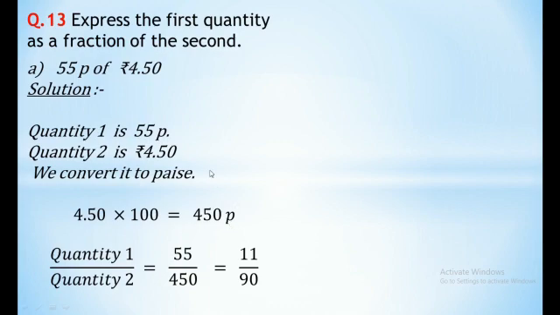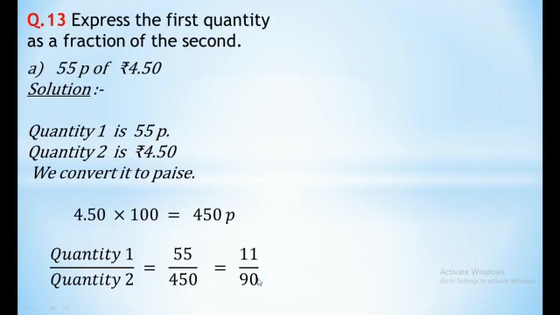Now both the quantities are in the same unit: here 55 paise and here 450 paise. Now we will follow this formula to find the first quantity as a fraction of the second: quantity 1 upon quantity 2. Quantity 1 we got 55, then quantity 2 we converted into paise, which is 450 paise. So we got the fraction 55 upon 450. If you are able to reduce this fraction, then you have to reduce it. Here 11 fives are 55, then 90 fives are 450. So we reduce it to 11 by 90.